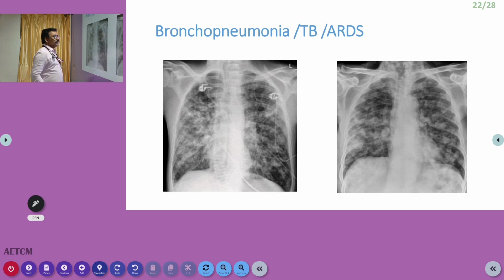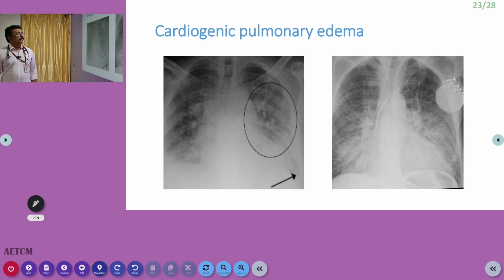So depending on the clinical features and the history, this can change. It can become miliary tuberculosis, viral pneumonia, ARDS, tuberculosis or simple bronchopneumonia. All those things depend on the clinical scenario. Then cardiogenic pulmonary edema; previously we have seen ARDS. ARDS means pulmonary edema without cardiac failure.